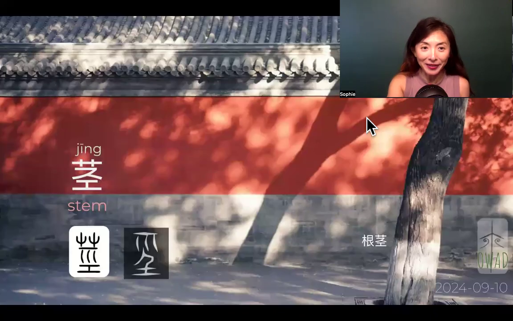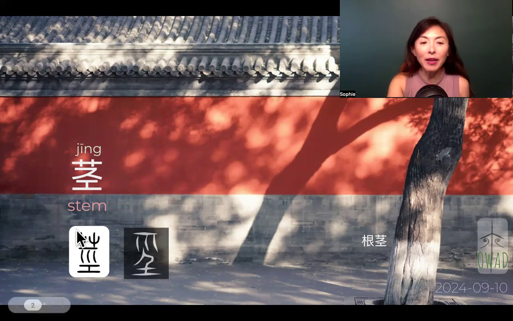Today's character, 茎, it means a stem, and it's made of the plant symbol on the top, and 茎, the sound maker at the bottom.